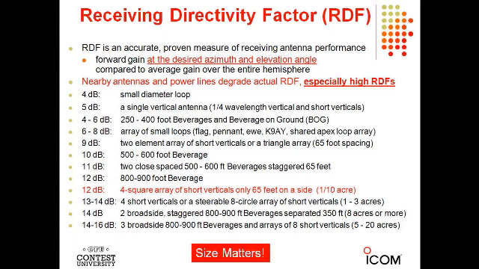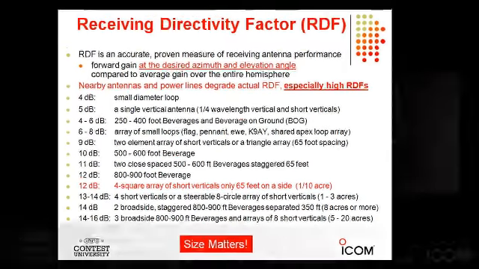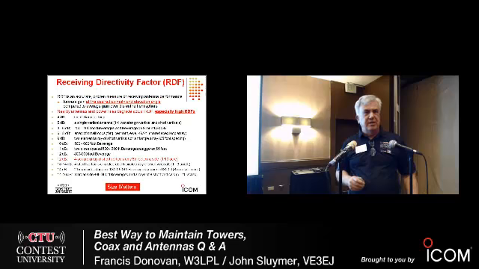So let's look at the small loop antenna. I'll show a little more detail about this in a couple of minutes. That has relatively poor RDF. A small loop antenna, sometimes called a magnetic loop, is a very specialized antenna. It is intended for one purpose and one purpose only, and that is to deeply null out local noise, local RFI sources.